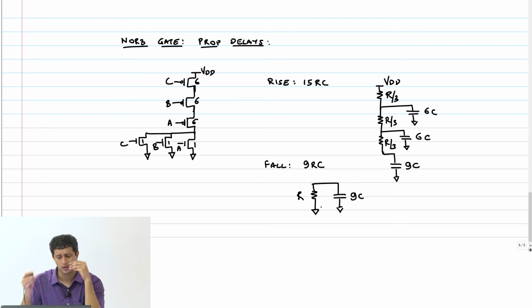What about contamination delay? Rise is just 9 RC, is it? Correct, exactly. And fall 3 RC. Okay.